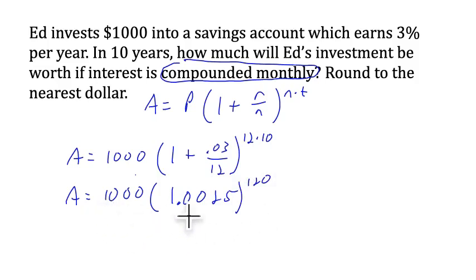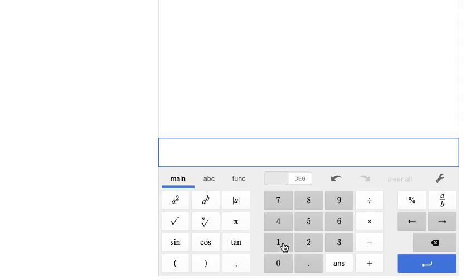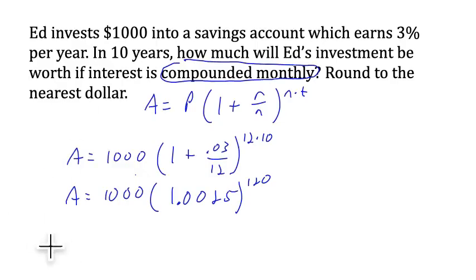All right, let's go ahead and enter this expression into the calculator. So we had 1,000 times 1.0025 raised to the power of 120. We're rounding to the nearest dollar, so 1,349. So in 10 years, Ed's investment will be worth $1,349.